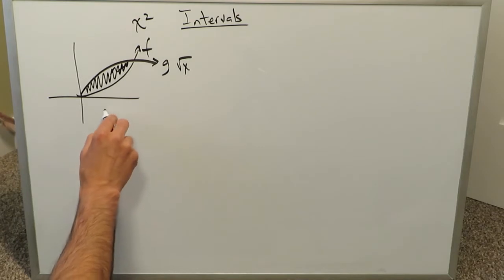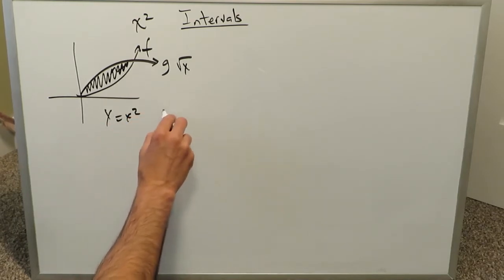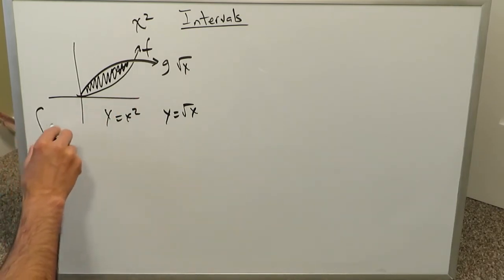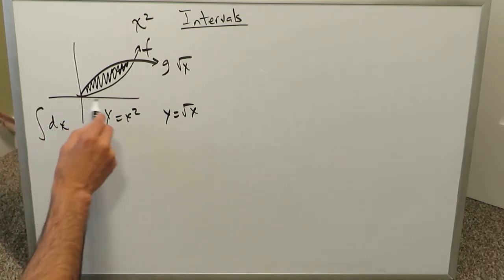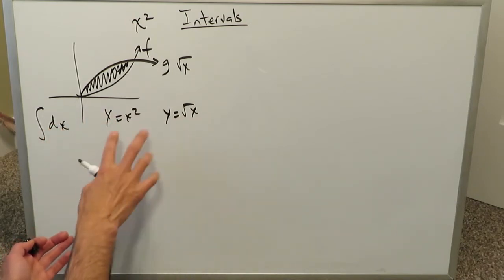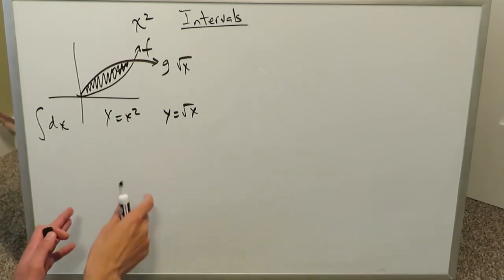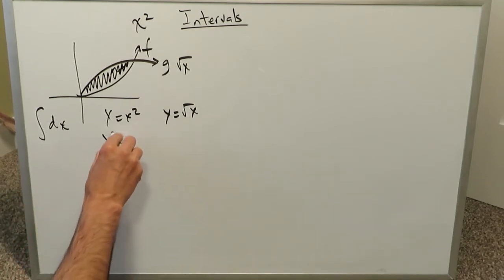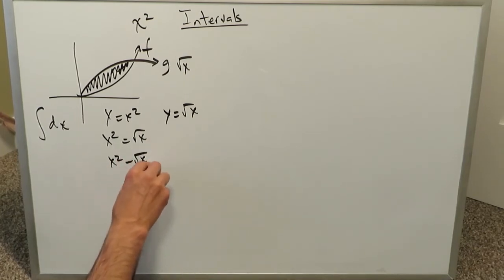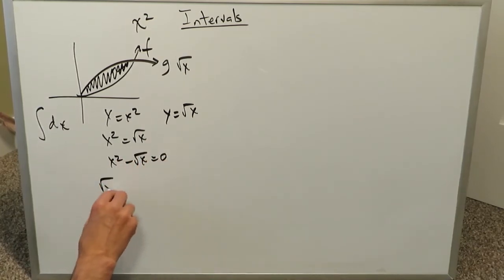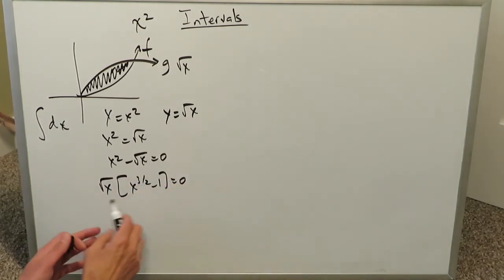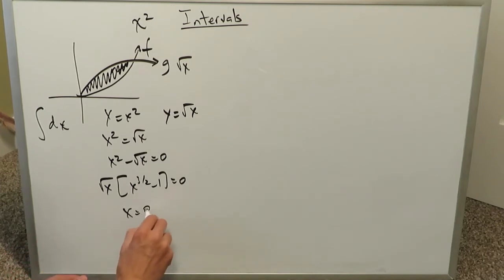Here we have f function which is really y equals x squared, and the g function which is y equals root x. If you were tasked with finding the area with respect to dx, you have to find horizontally oriented intervals along the x-axis. The best way of doing that is to make the functions equal to each other and solve for x. Here you can easily take root x to the other side and isolate it. You get x to the 3 over 2 minus 1 equals 0. When you solve this, you get x equals 0 comma 1.